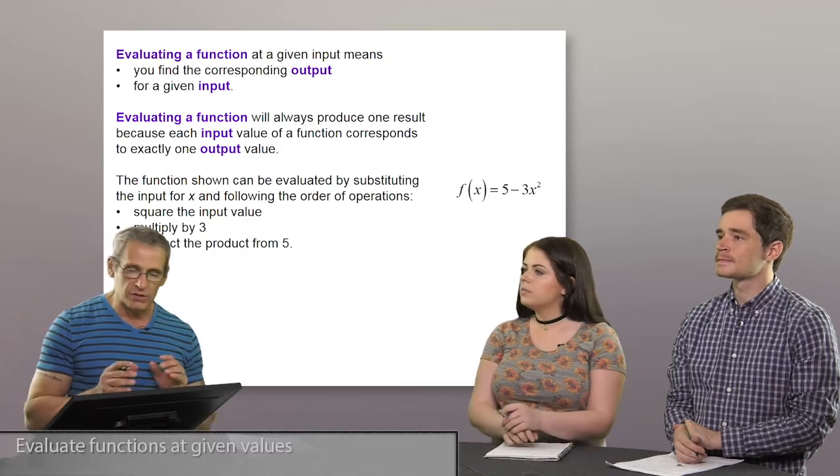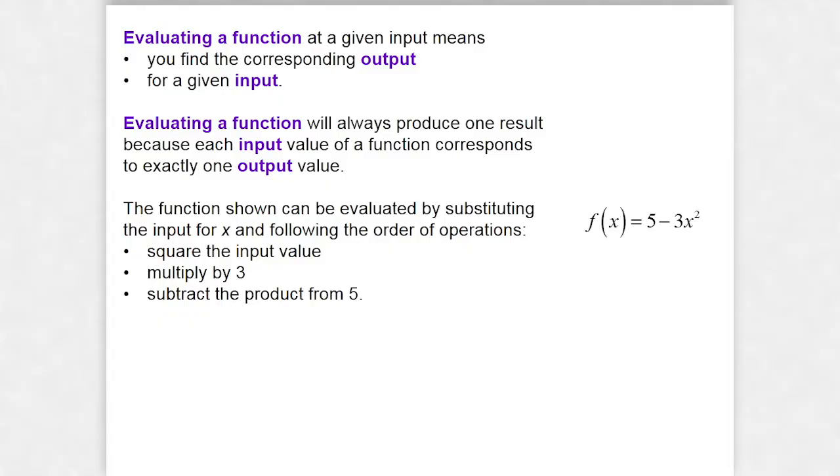So what we have before us is a function. f of x is equal to 5 minus 3x squared. And if I want to evaluate it for an input, and I'm going to pick an input to evaluate it for, let's go ahead and pick, how about 10? If I evaluate this function at 10, what this means is that I'm going to substitute a 10 in for x, and we'll see what the output would be. So if I wrote this out, we would have 5 minus 3 times 10 squared.